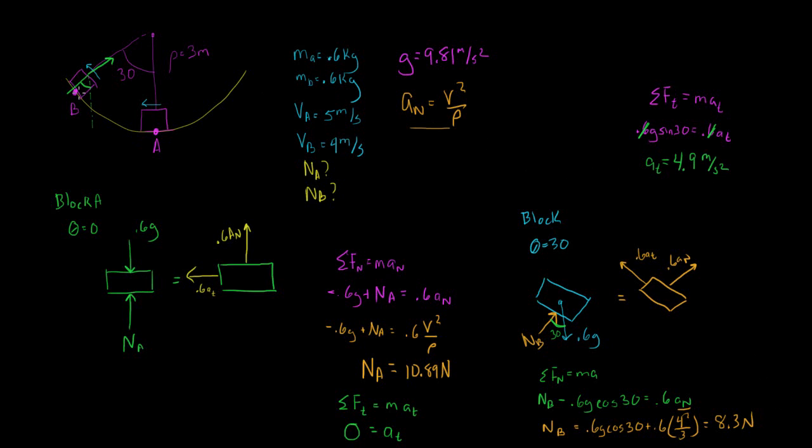So what's the difference? Well, the difference is this block B has both a normal and a tangential acceleration, while block A only has a normal acceleration.